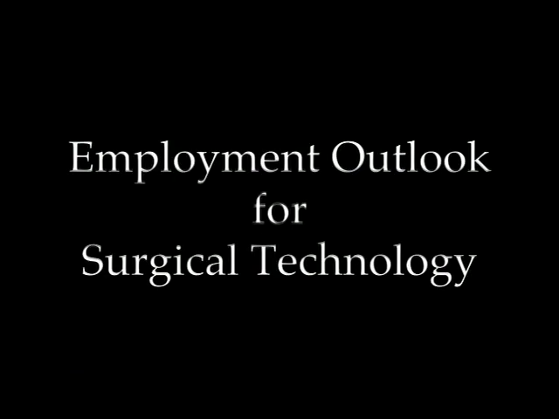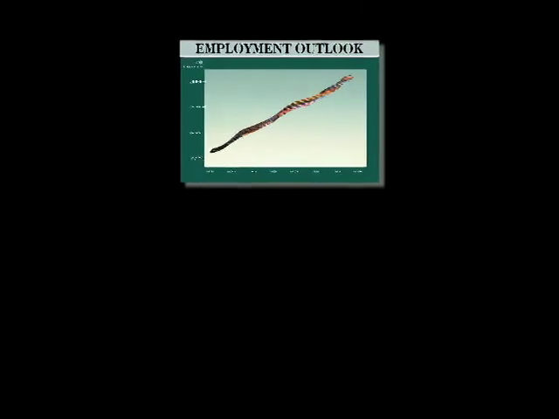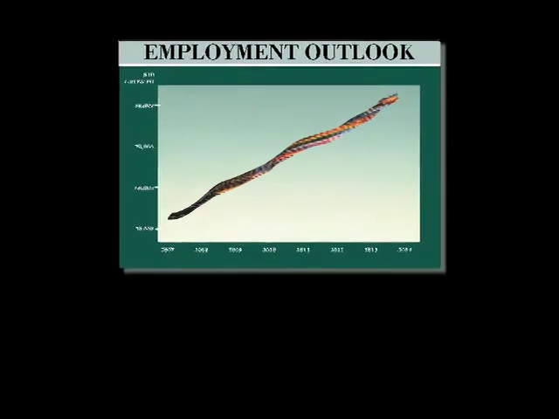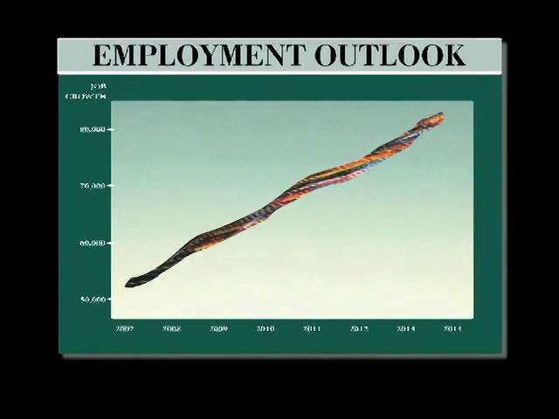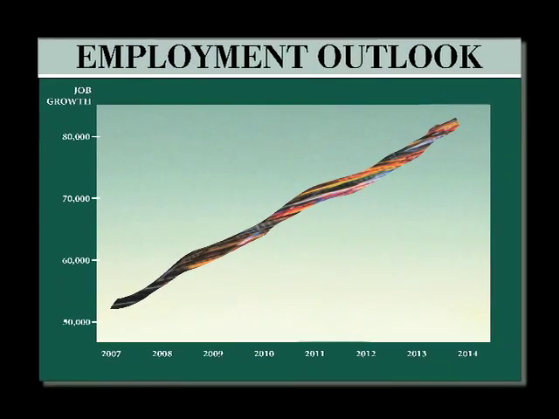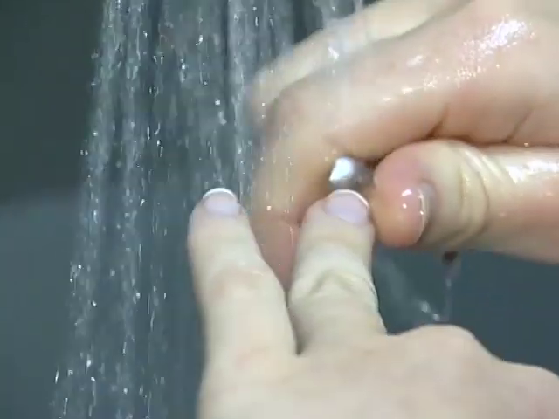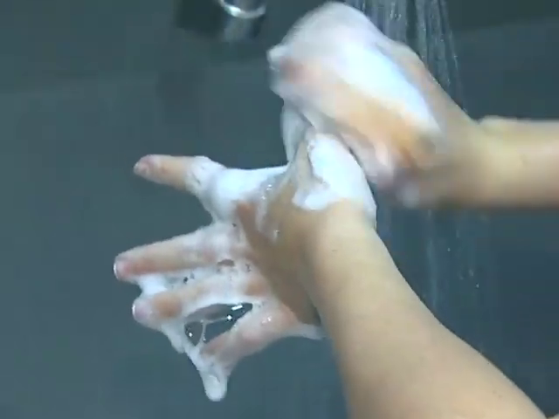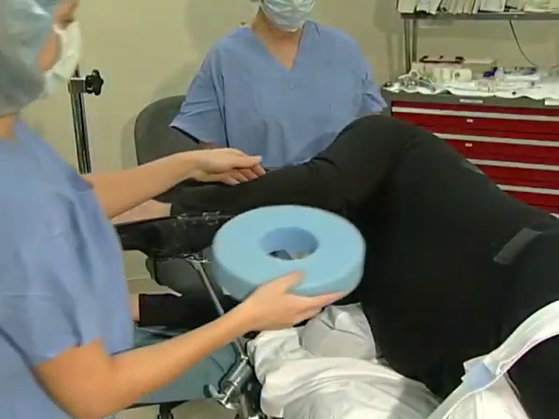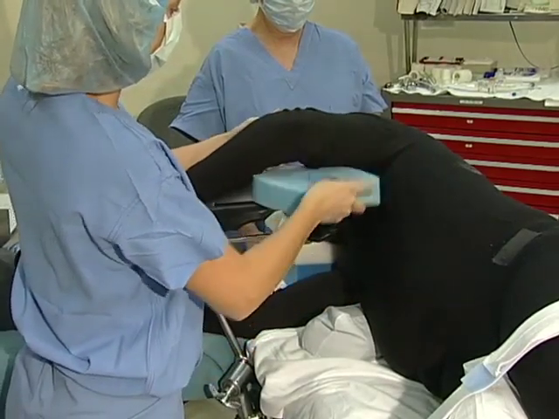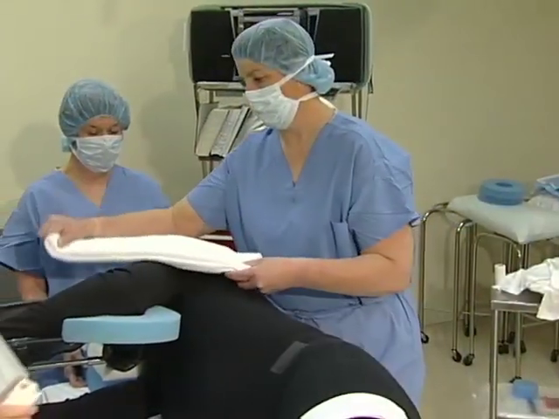What career opportunities will be available to me once I become a certified surgical technologist? According to the U.S. Department of Labor's Bureau of Labor Statistics, the demand for surgical technologists is expected to grow much faster than the average for all other occupations through the year 2014. Most CSTs are employed in hospital surgery departments, obstetric departments, and outpatient surgery centers. However, there are many other employment options available to you once you gain experience.